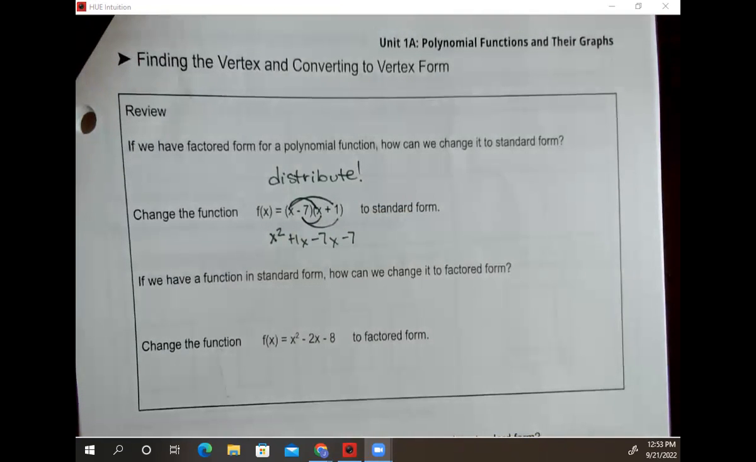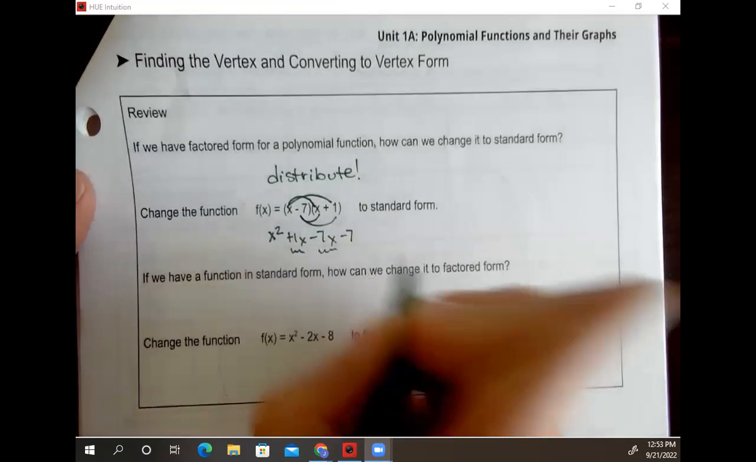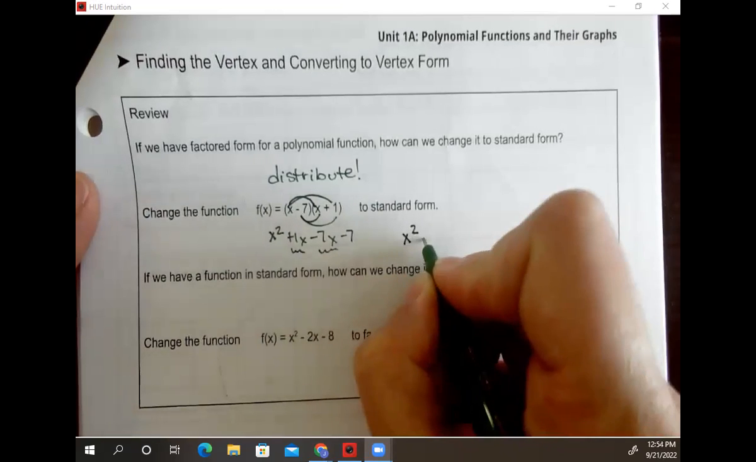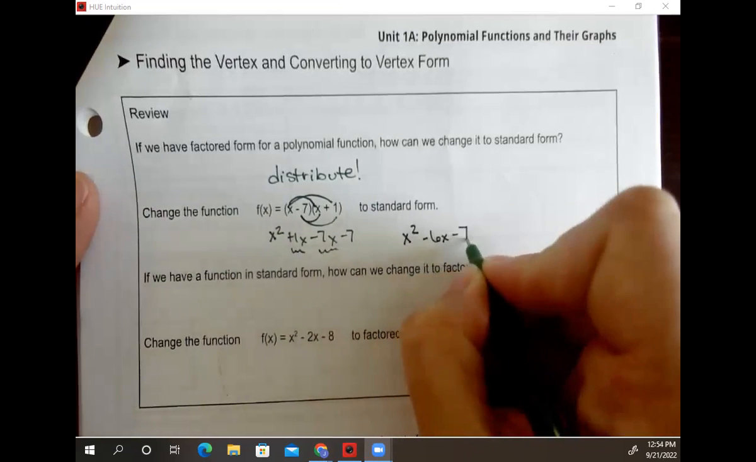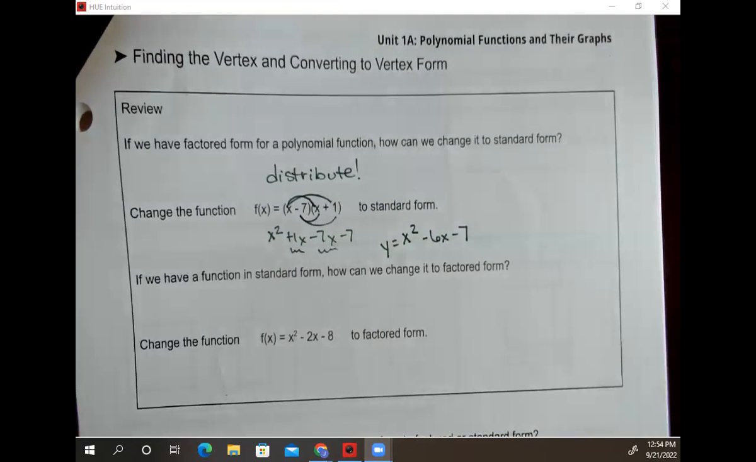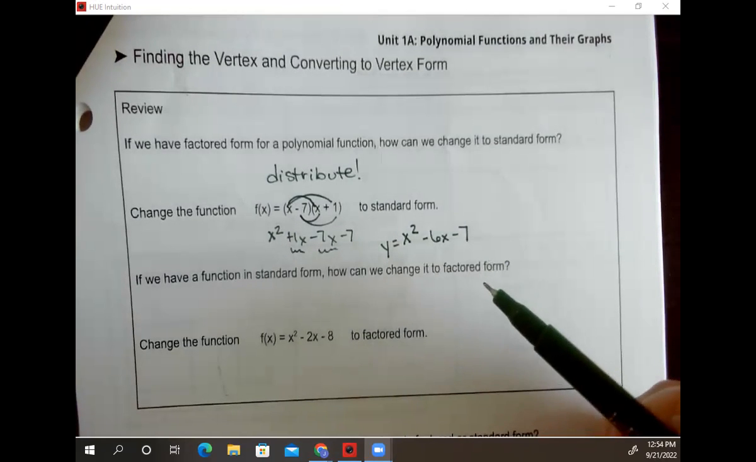And then don't forget to combine your like terms, okay? So we've got two terms that are just x's in here. We need to combine those for standard form. So we would have x squared minus 6x minus 7. There would be the standard form of that function. What does standard form tell us? Tells us something about the graph. The y-intercept. What would be the y-intercept for this guy? Very good, -7.